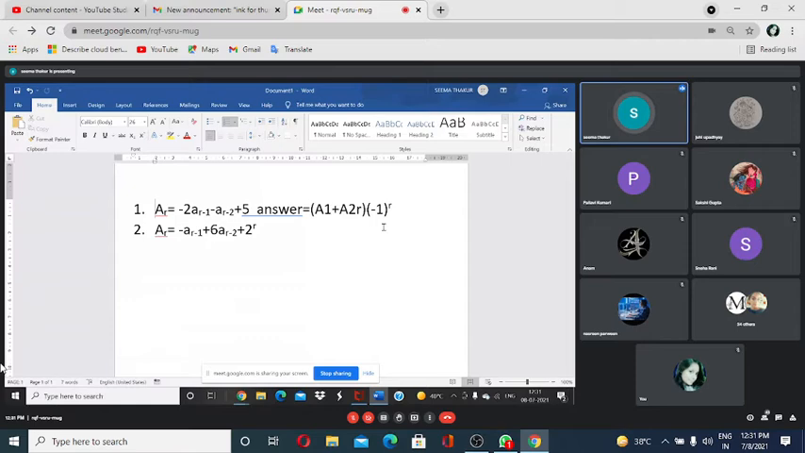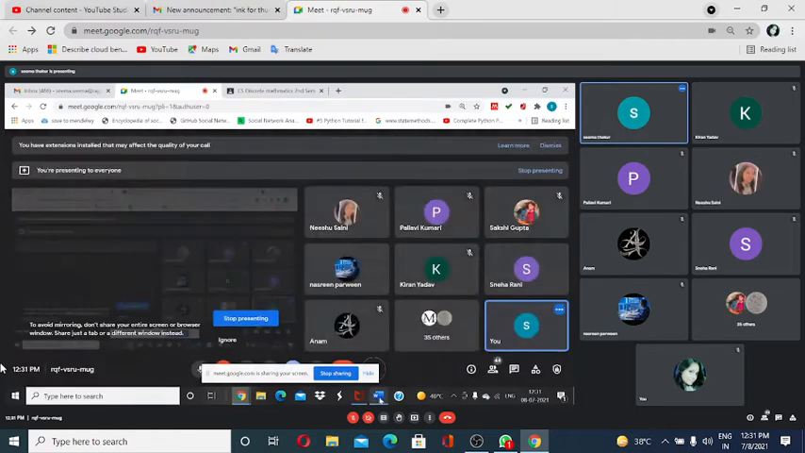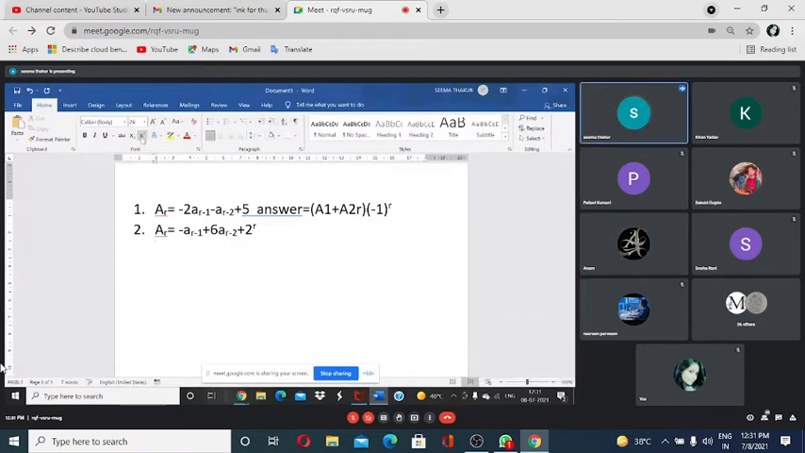So how will it be written if you are using the homogeneous solution? Ma'am, A1 into 2 raised to power r plus A2 into minus 3 raised to power r.